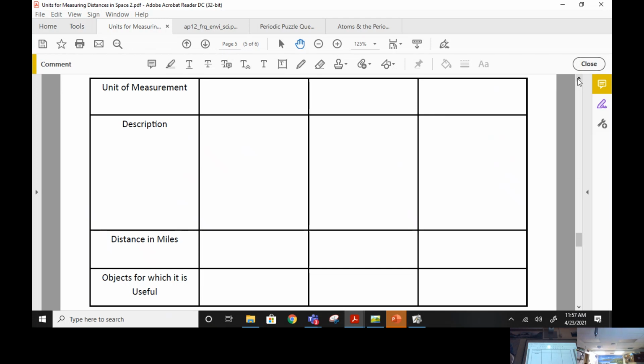So refer back to the reading to find the names of those things, to be able to describe it, and so on.